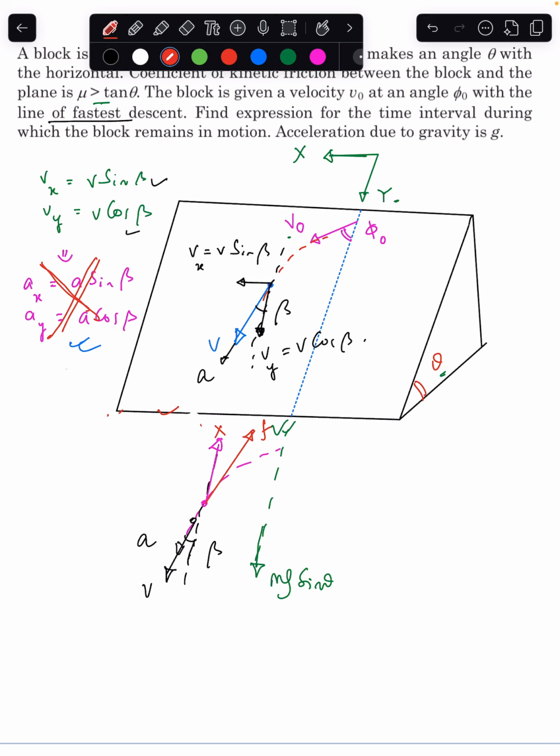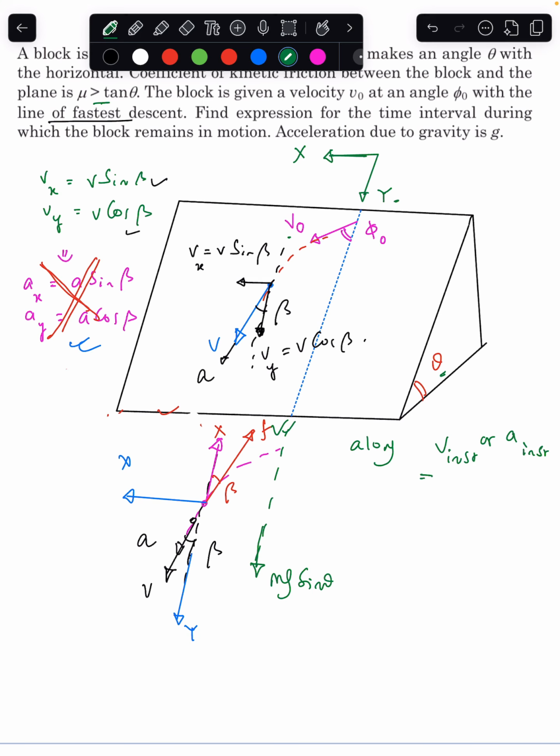So if this is angle beta, this angle is also going to be beta. I am going to set equations in two directions. One is along this direction, x, and this direction is y. So now please let us check what I am writing. I am writing along the direction of instantaneous velocity, so along v instantaneous or a instantaneous.